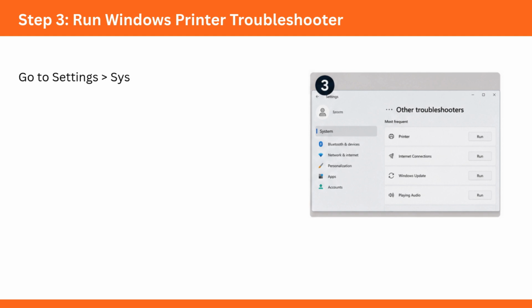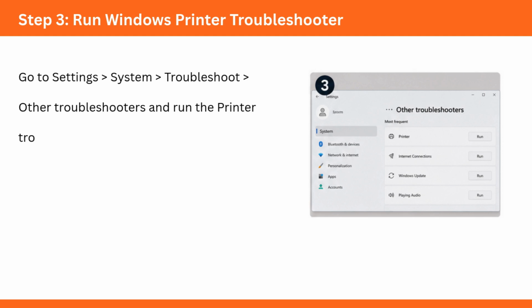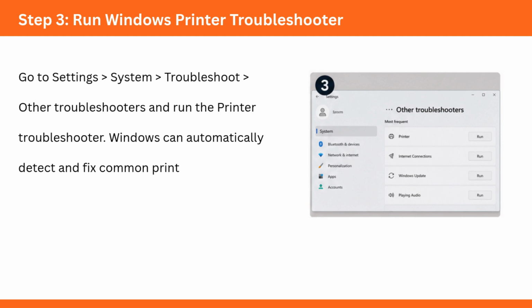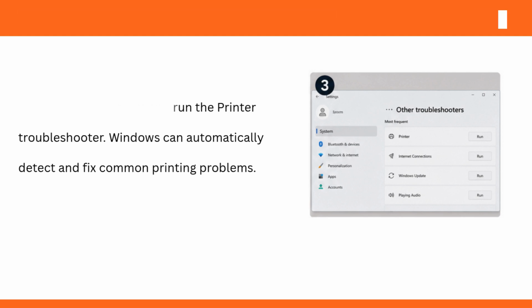Step 3. Run Windows Printer Troubleshooter. Go to Settings, System, Troubleshoot, Other Troubleshooters and run the Printer Troubleshooter. Windows can automatically detect and fix common printing problems.